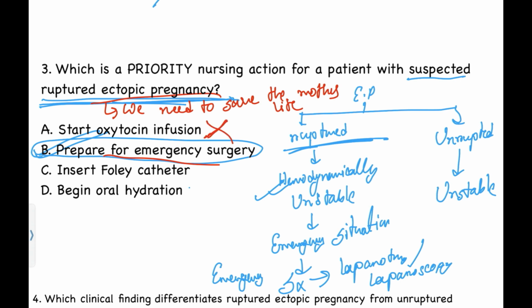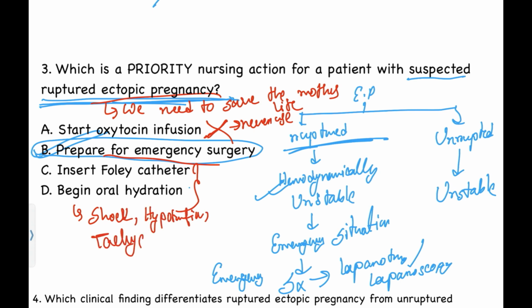Start oxytocin infusion is not the correct answer, because we will never use oxytocin during ruptured ectopic pregnancy. Never use. Now, if you insert a Foley's catheter or begin oral hydration, this is a life-threatening condition. The mother might go into shock, with severe hypotension and tachycardia. All these are life-threatening indications. In that case, if you insert the Foley's catheter or begin oral rehydration therapy, that delays the life-saving treatment. To save the mother's life, prepare for emergency surgery, that is laparotomy or laparoscopy.